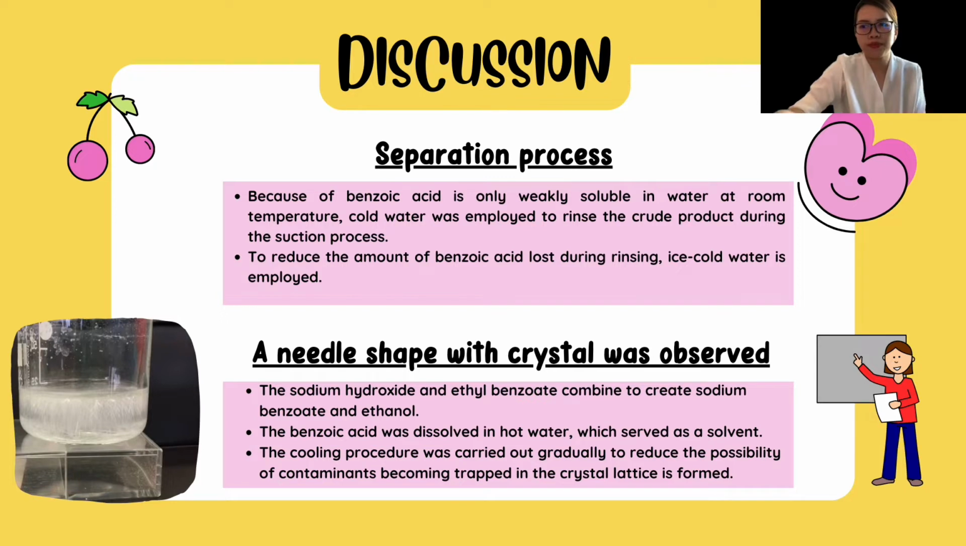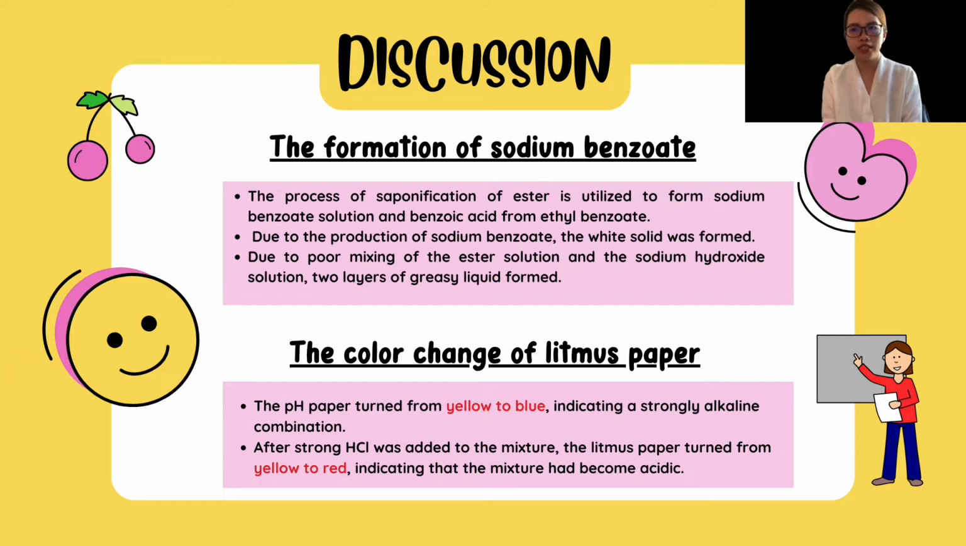First thing first, the sodium hydroxide and ethyl benzoate were combined to create sodium benzoate and ethanol. The benzoic acid was dissolved in hot water, which served as a solvent. The cooling procedure was carried out gradually to reduce the possibility of contaminants becoming trapped in the crystal lattice as it formed. For this discussion, we have highlighted 4 things.